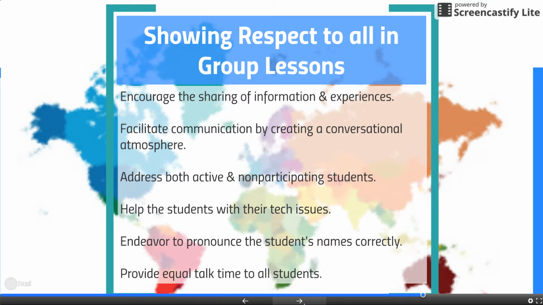Our English students endeavor to do correct pronunciation throughout an entire language. So it shows them respect when we try to pronounce their names correctly. Of course, we may not get it. I'm not very good with names myself. So don't be afraid to ask the student to correct you, and that shows a personal interest in them and wanting to get it right. And your students will respond to the respect you show. Lastly, providing equal talk time to all students will also show respect to each student in the classroom.